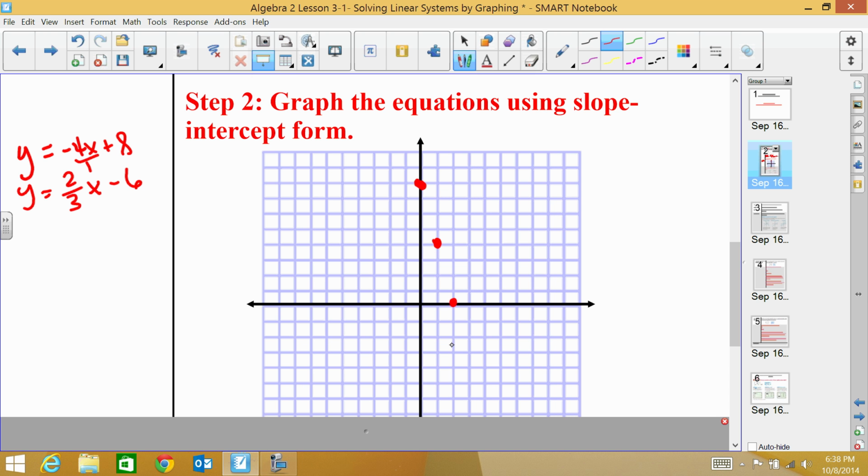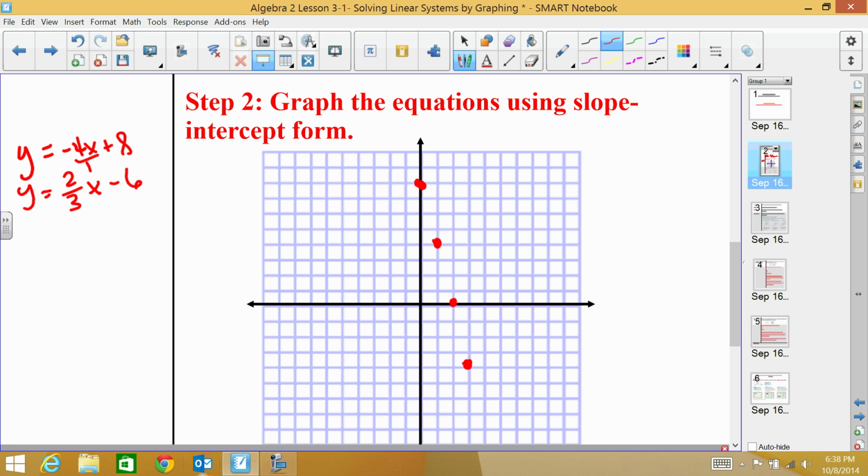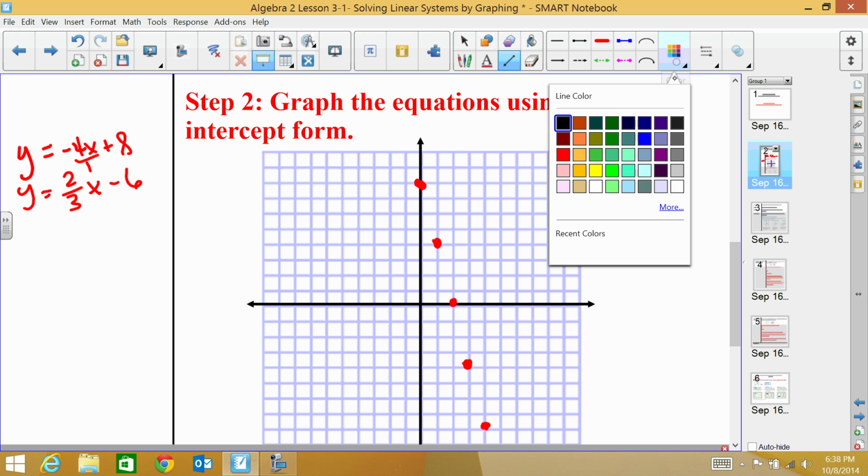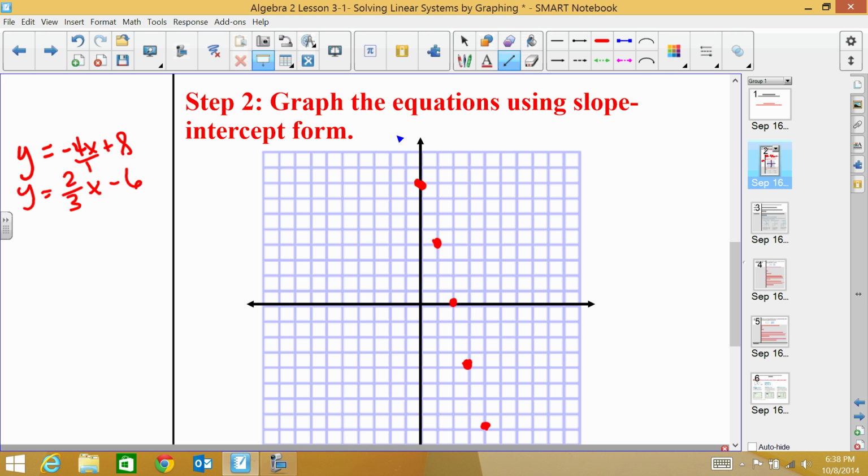I'm going to continue doing this for a while, just because I'm trying to find the point where these two graphs intersect. That's the solution to the system. So what I need to do is keep going so that in case they cross, like down here, I'll have points. So now I'm going to draw my line. Do blue. And make sure that your lines have arrows on both ends. Make it illustrative. There we go.